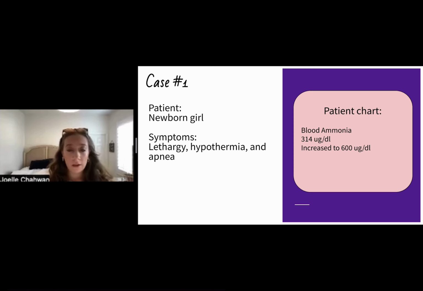Her blood ammonia is 314 and it has increased to 600, which is definitely not normal. The normal is 17 to 80, so you can see there is quite an increase in elevation.